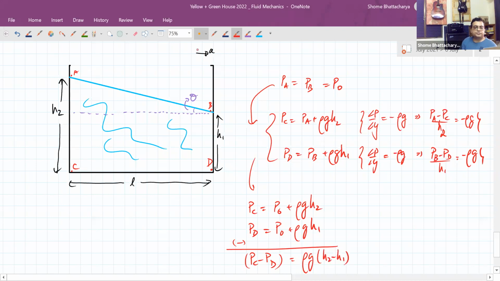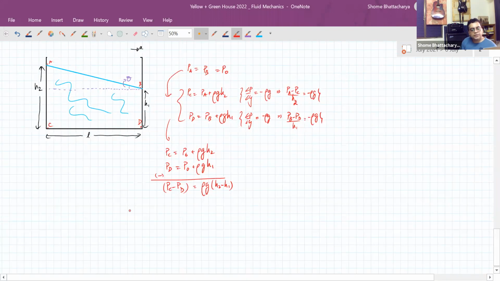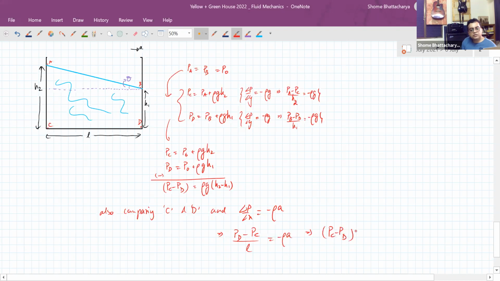Now also comparing C and D and using the fact that delta P by delta X was minus rho A, pressure at D minus pressure at C divided by the horizontal delta X between them, which is L, should be equal to minus rho A. So from this, we will get that this pressure difference is rho A into L. Now compare this equation and this equation.